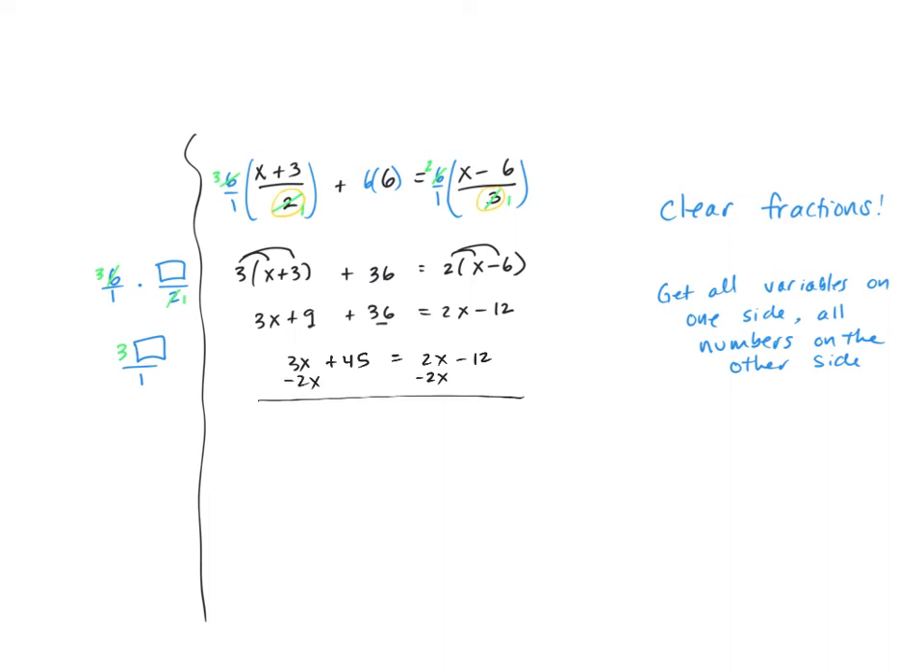So 3x minus 2x, that is just x. I'm going to go ahead and just subtract 45 from both sides at the same time. My 2x's cancel. Negative 12 minus 45 more, that would be negative 57. So x is equal to negative 57.